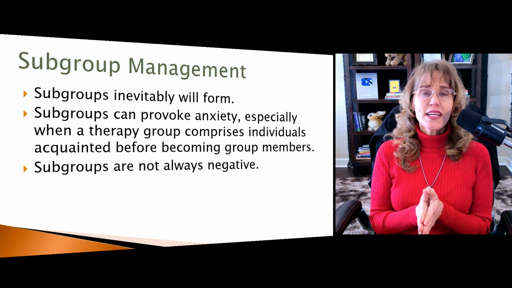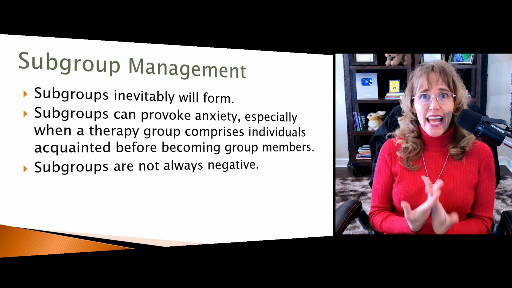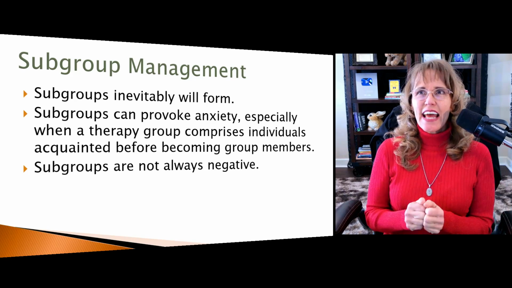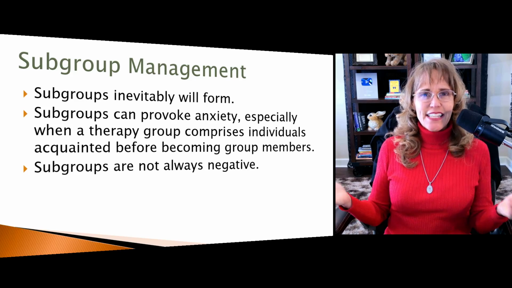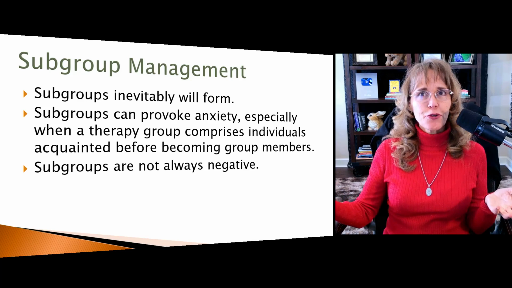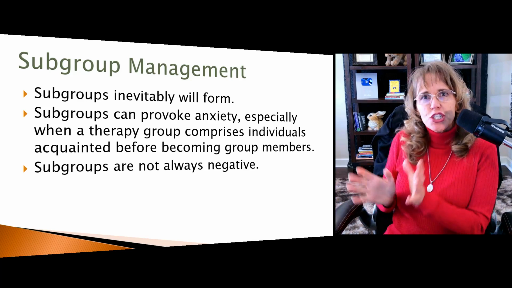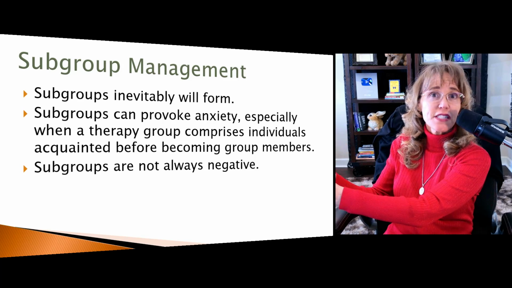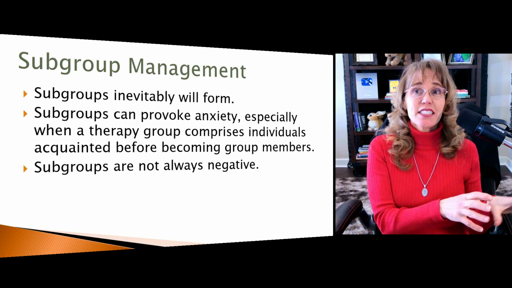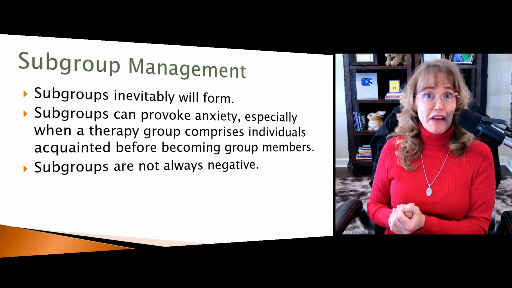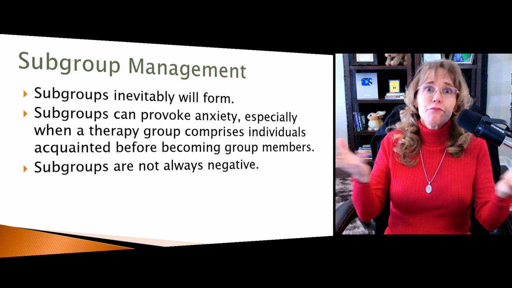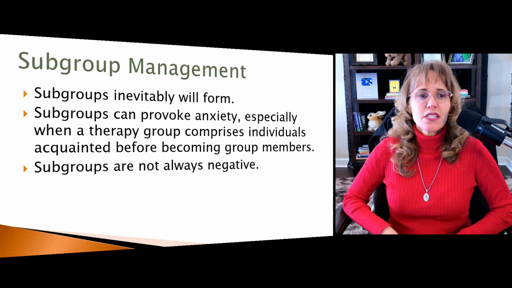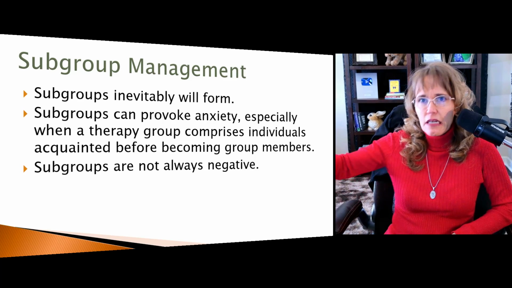Subgroups are not always negative, though. We can recognize in outside life that there are always subgroups, and that's okay. How do you deal with them? How do you mesh with them? Just because these three people knew each other from a 12-step meeting doesn't mean they're rejecting you. It just means they have history. Now you can build history together. Helping people recognize that a subgroup's not necessarily exclusive.